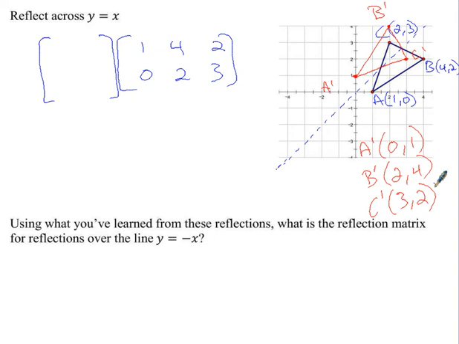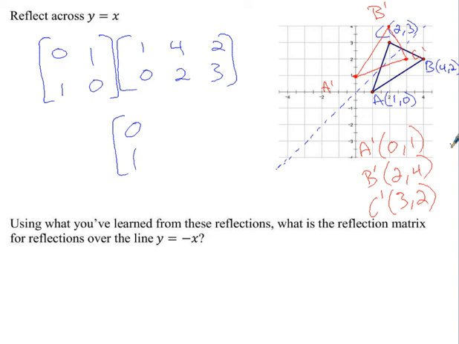You think? Let's try it. First row, first column. 0 times 1 is 0. 1 times 0 is 0. We get 0. Well, that's a good start. We wanted 0. Let's do the bottom row now, first column. 1 times 1 is 1. 0 times 0 is 0. Add them together, I get 1. Well, that's what we wanted. So it seems like it worked.